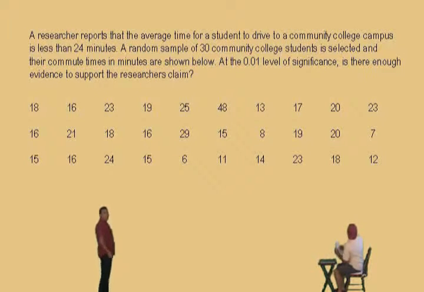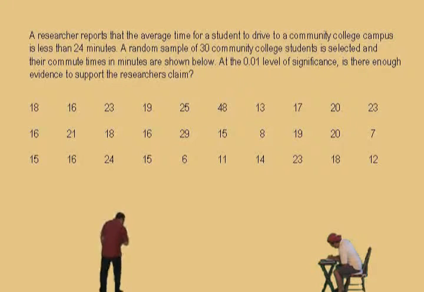Okay, Charlie. A researcher reports that the average time it takes a student to drive to their community college campus is less than 24 minutes. 30 students are then surveyed, and the time it takes them, in minutes, to drive to the campus is recorded, and there are the data values. There's 30 of them. Now, at the alpha equals 0.01 level of significance, is there enough evidence to support the researcher's claim? The first thing we're going to do, Charlie, is define what the claim is.